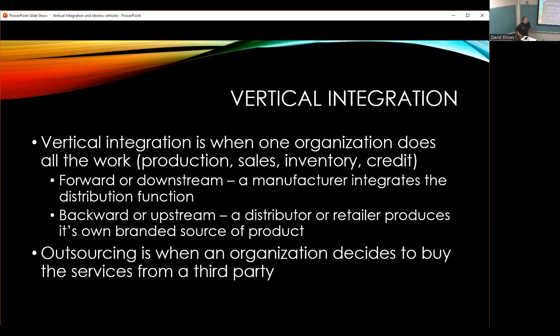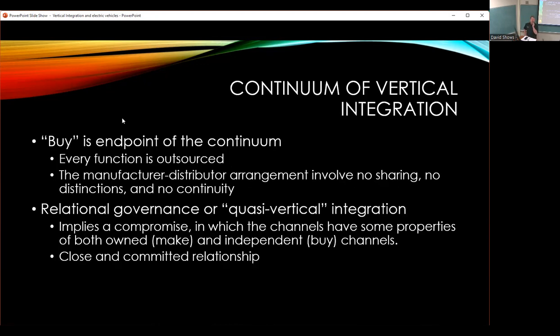The position is always the buy position when an organization decides to buy all of its services from a third party, unless you can argue some kind of effective reason why it should not. Of course, remember, the main reason is return on investment. So buy is one end of the continuum. Make is the other.